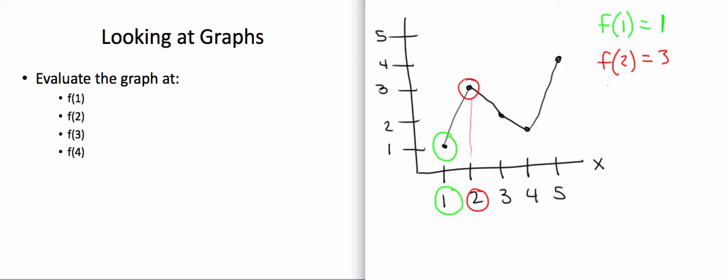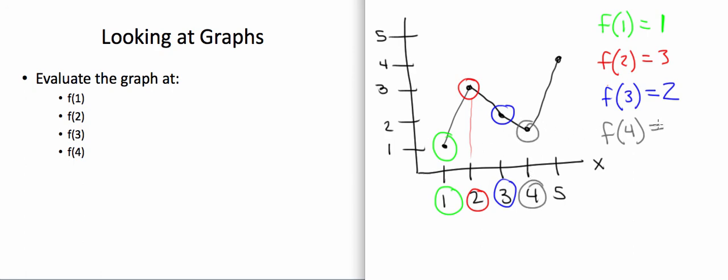And then we've got f of 3. We're looking there. We find it on our graph. That's equal to 2. And then last but not least, we've got f of 4. We find it on the 4 there. That's about halfway between 1 and 2. So that's 1.5.